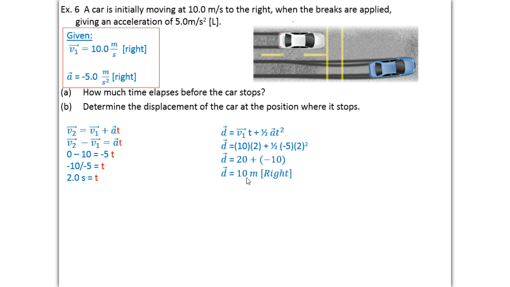And it's going to travel 10 meters. Since this is a positive answer, it means our direction stays the same as we were told. So 10 meters to the right. And remember to include your direction here. And we can write that in scientific notation as 1.0 times 10 to the 1 meters to the right.